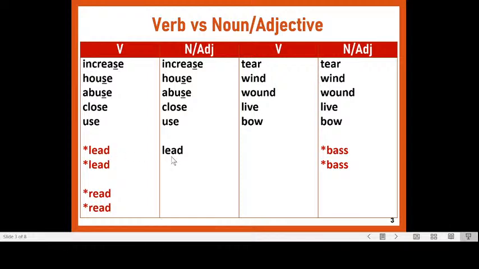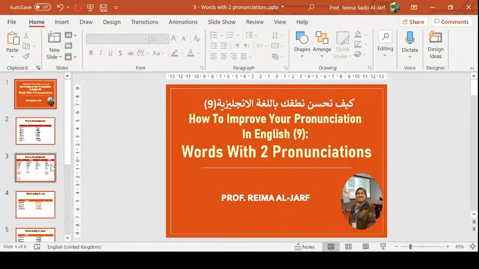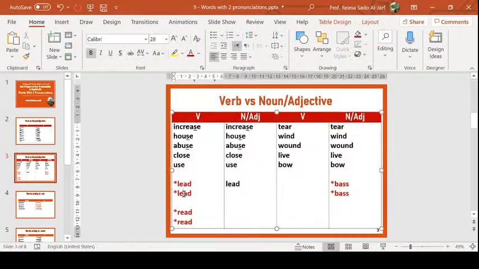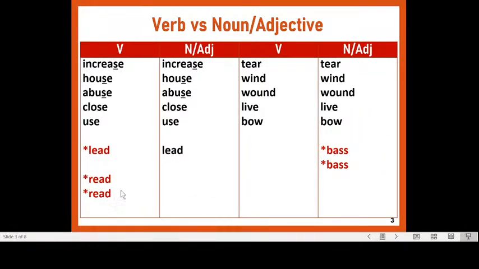And led as a noun, it's a kind of metal. It's an element, a kind of metal. Okay, the word read, the verb read, has two pronunciations. One for read when it's present, and the other one for read when it's past tense.